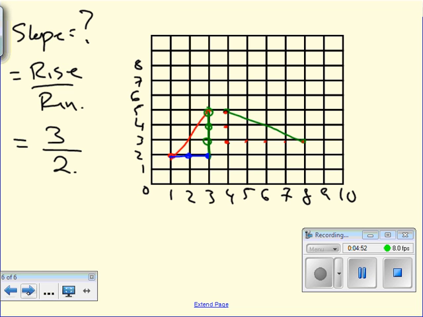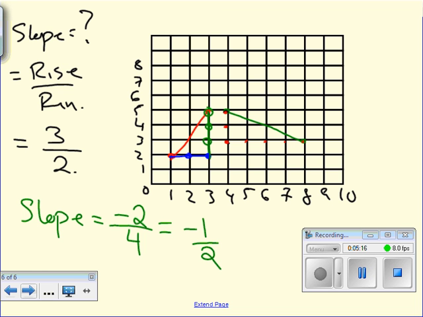So in this case, for the green line, my slope is going to be equal to the 2 I went down, which is negative, down is a negative, and I'm going over 1, 2, 3, 4. So my slope is negative 2 over 4, and I can simplify that to negative 1 over 2. That's not too bad. But what happens if I give you just a point and a slope?